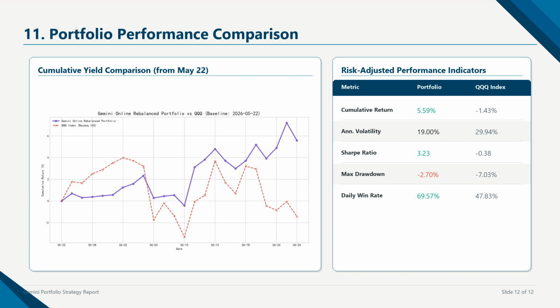This outperformance is driven by our systematic rotation, which quickly exited underperforming growth names and rotated capital into defensive leaders and utilities. The daily win rate of our strategy stood at 69.57%, highlighting the consistency of our selection model.